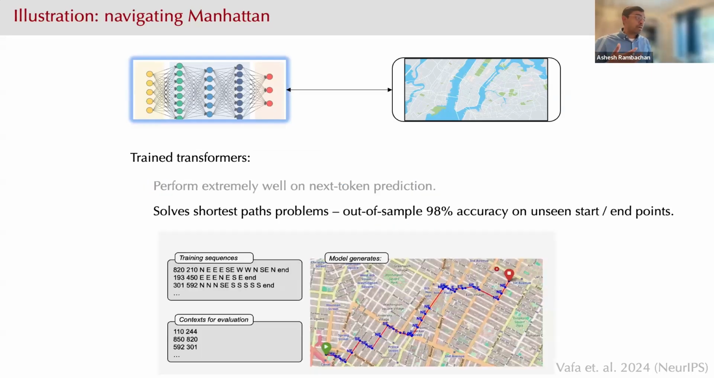Not only do they appear to do fantastically on next token prediction, but if you take an unseen starting and ending point, in other words two intersections that were not in the training data, and prompt the large language model to complete the sequence, it completes the sequence. Not only is the sequence a valid route from point A to point B, but it is often the shortest path between point A and point B on the map of Manhattan, which is quite astonishing.